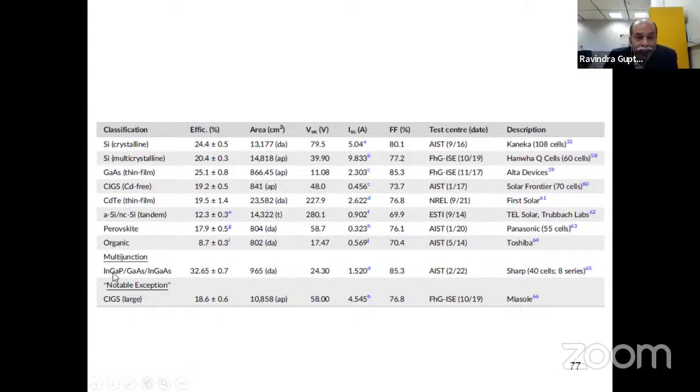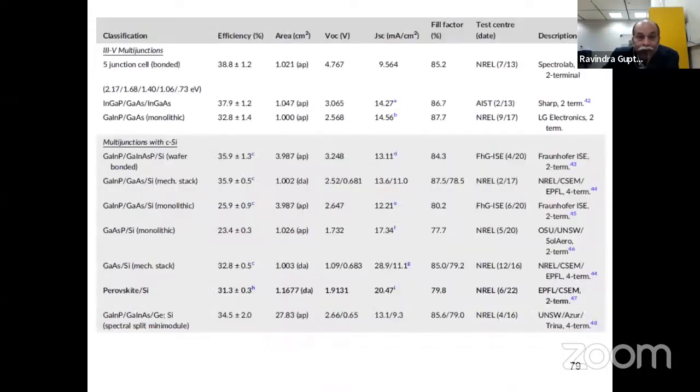So here you can see efficiency of the indium gallium phosphide upper section, middle section gallium arsenide, bottom section indium gallium arsenide, and between them we have the tunneling layer, then we have 32.65%. So if we have multi-junction, here 3 junctions, you can see it is very, very high. When we have CIGS, 18.6%. And when we have multi-junction, again I showed you only for multi-junction, here you can have 38.8%, 37.9%, 32.8%, like that. It's very, very impressive.